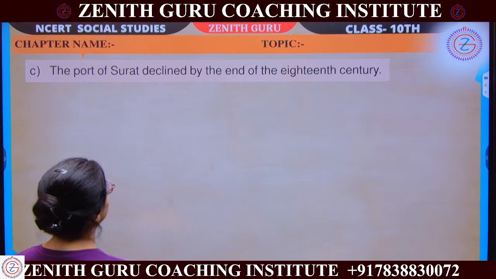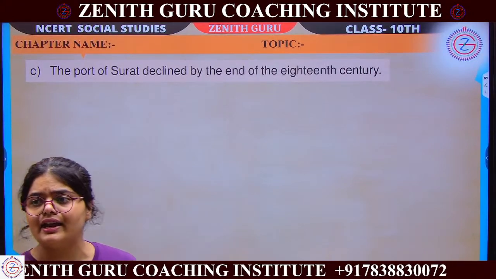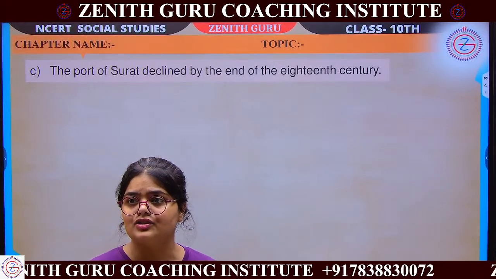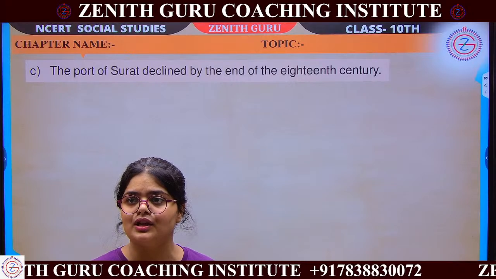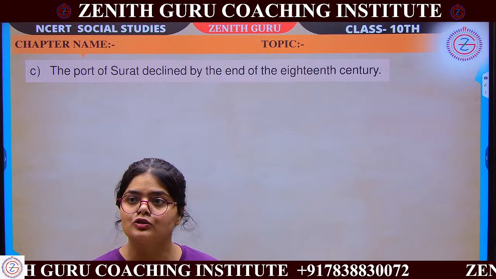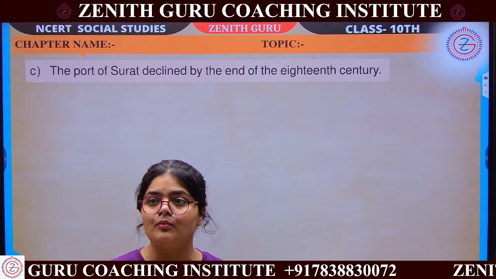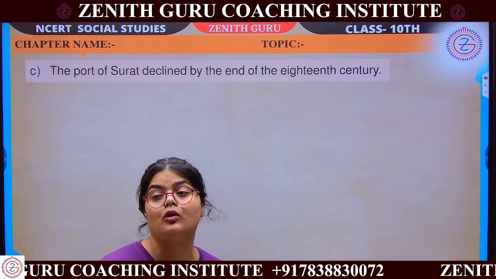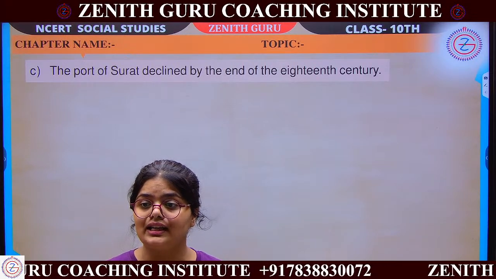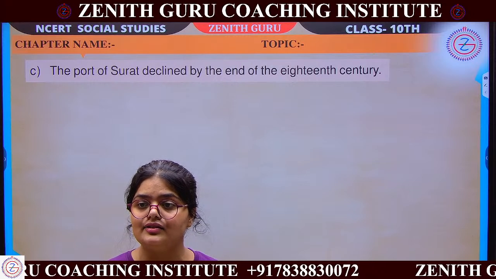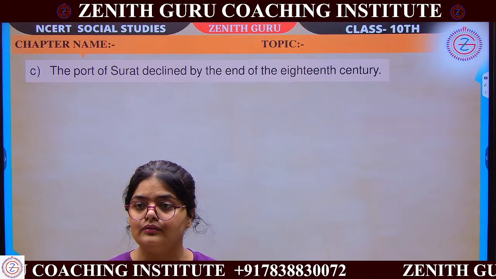Now, the port of Surat declined by the end of the 18th century. Now, why did this happen? हमने पढ़ा था ना कि पोर्ट जो था सूरत में और उसके बाद बॉम्बे, बंगाल, कोलकाता में, वो धीरे धीरे क्या हो गया था? It declined slowly. तो ऐसा क्यों हुआ?